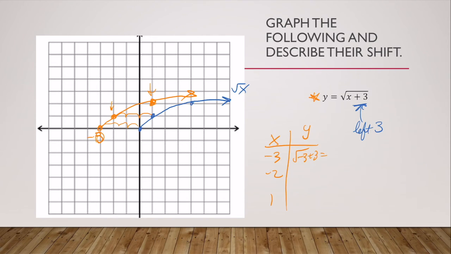So the square root of negative 3 plus 3 is 0. The square root of negative 2 plus 3 is 1, and the square root of 1 plus 3, well, that's the square root of 4, which is 2. So we did shift this graph correctly. So you can always find points on your graph if you aren't sure, if you remember exactly how to shift your graph, or if you want to check that you drew your function correctly.